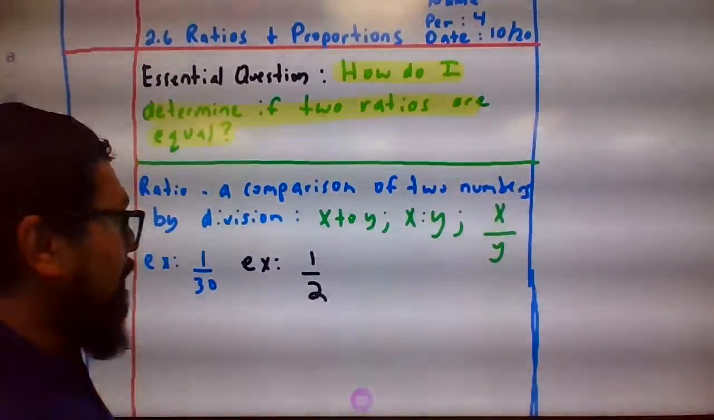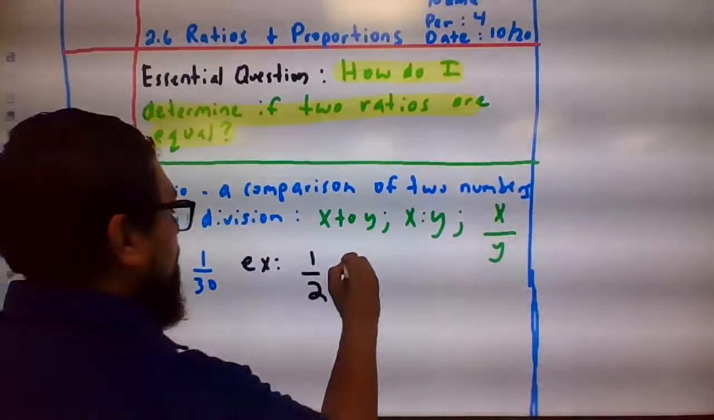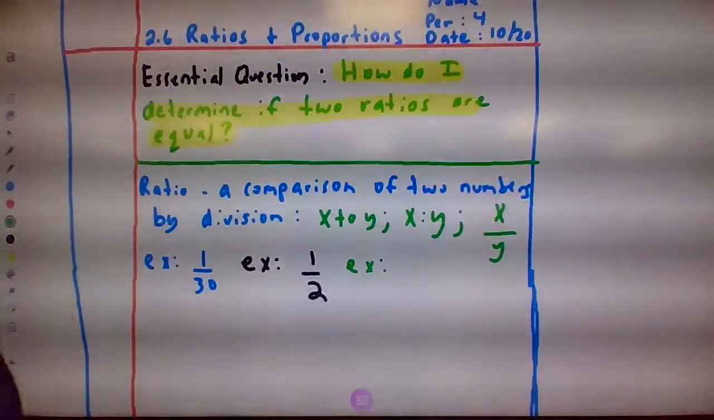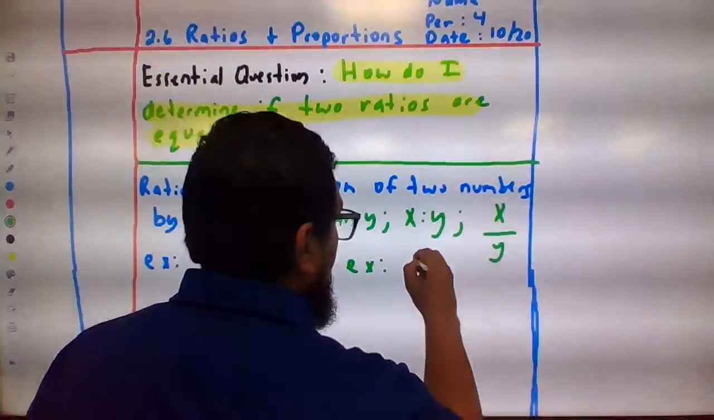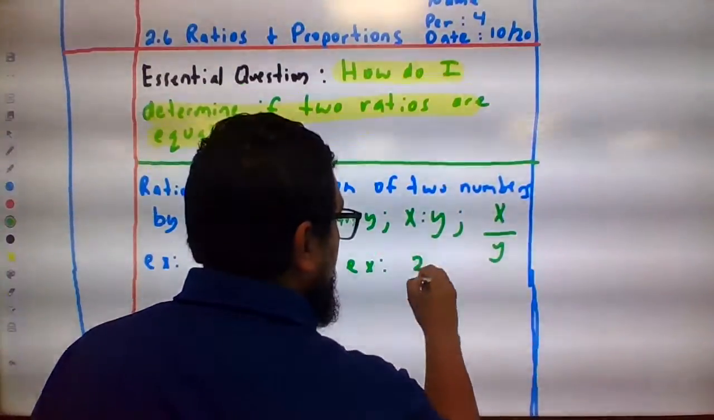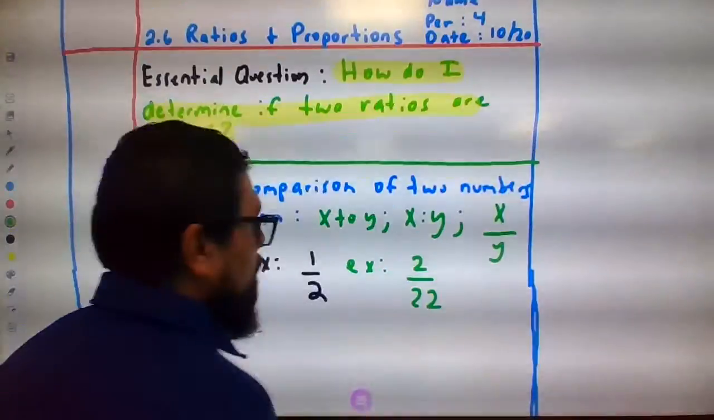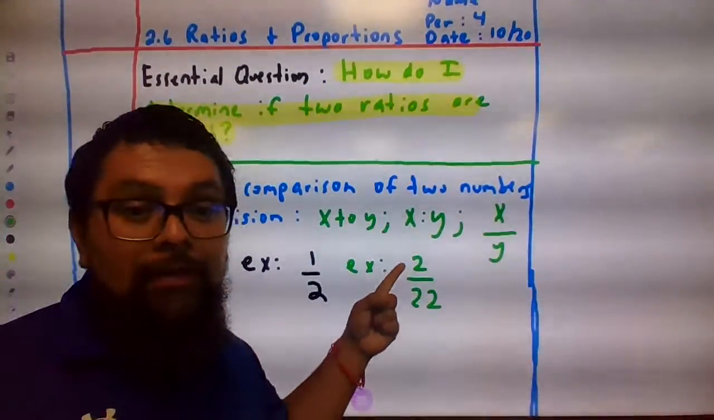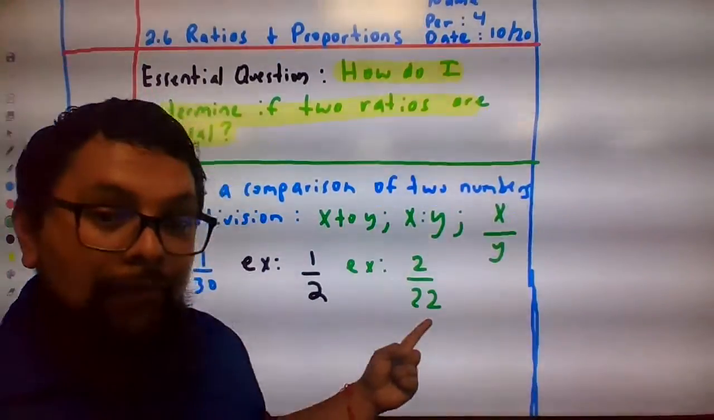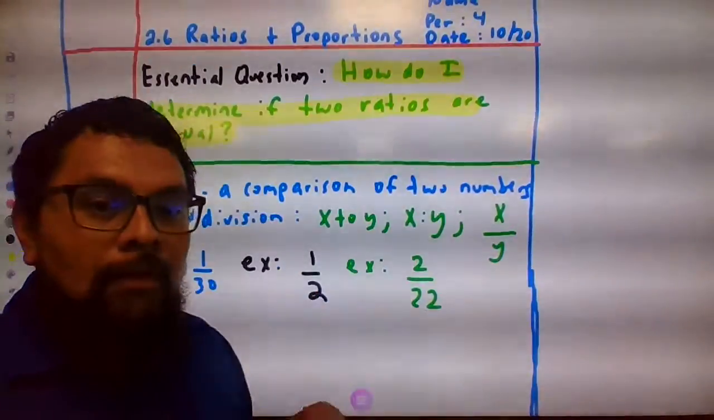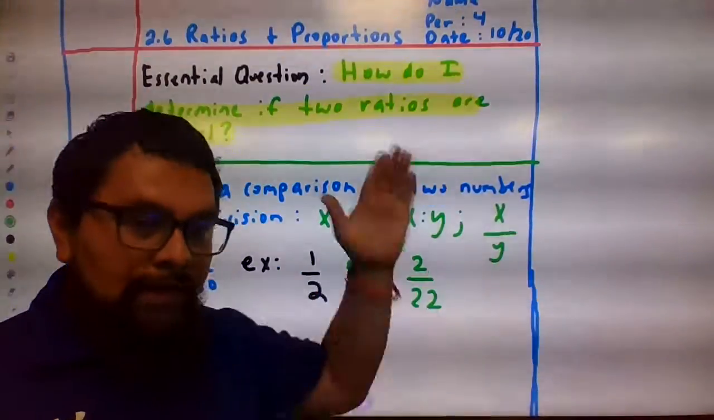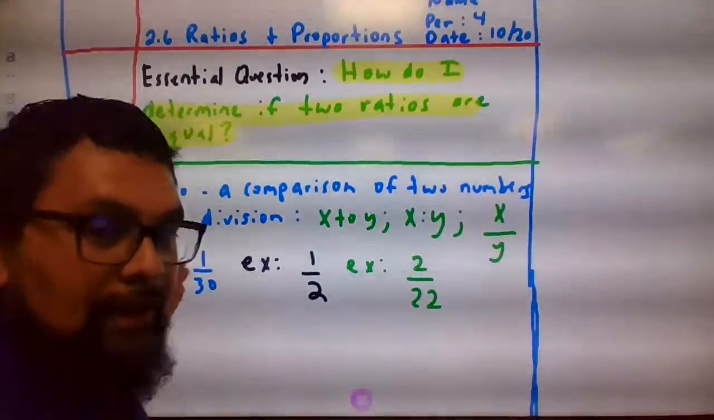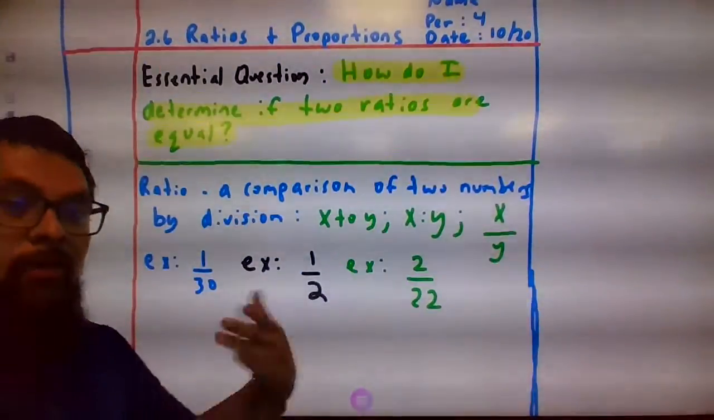Okay. And another example could be 2 to 22. Okay, it could be something like this. There's two referees in soccer for every 22 players. Okay, there could be one that's in the middle and then one on the side. So it's just giving you an example of a ratio.